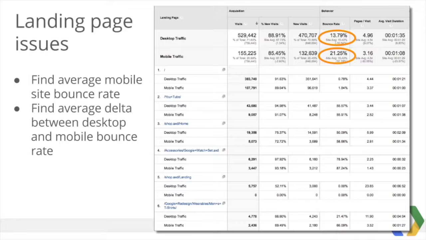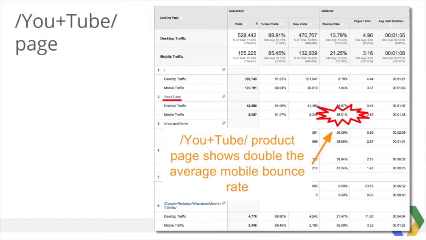First, find the average mobile bounce rate and the average delta between desktop and mobile bounce rate, which in our case is about 7%. We'll flag high traffic pages that show a significantly higher than average mobile bounce rate or higher than average delta between mobile and desktop bounce rate. Turns out that the second most popular landing page to my mobile users is the YouTube category page at /u+tube. This popular page, visited by over 9,000 people in the last few months, sadly also doubles the average mobile bounce rate. Let's flag this page for later improvement.